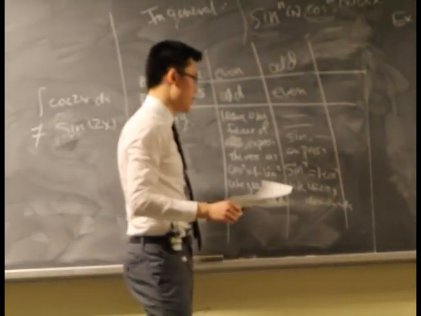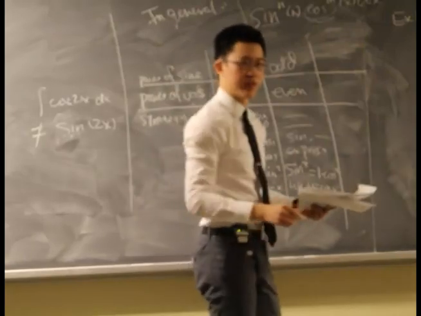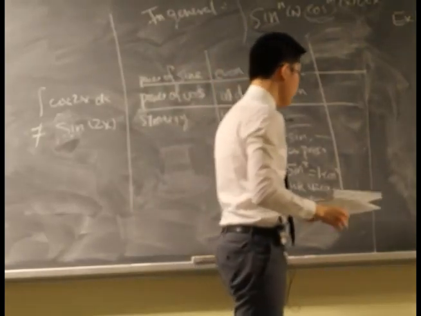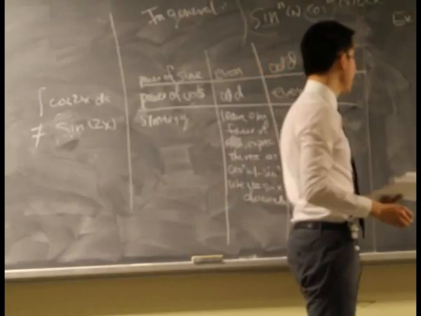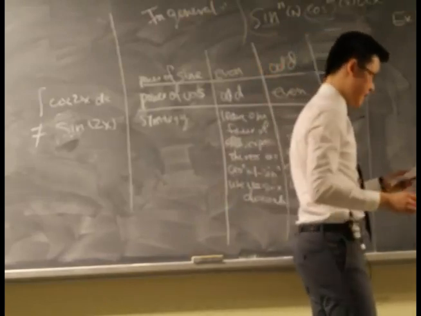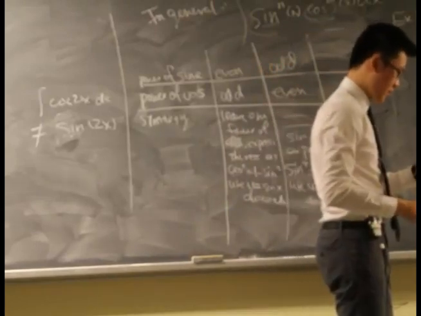One thing to note here is that the derivative of sine x is cos x, but the derivative of cos x is negative sine x. Took me a while to memorize that when I was in high school, which one is the negative one, which one's the positive one.